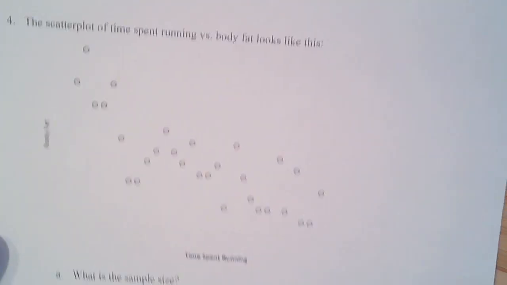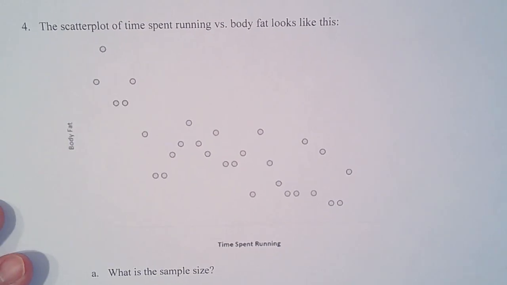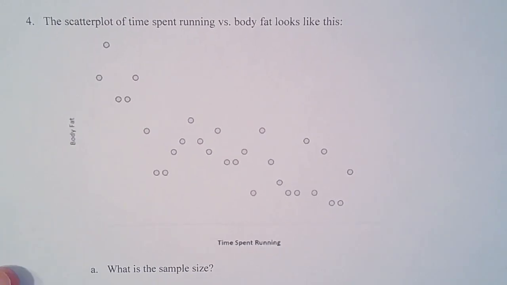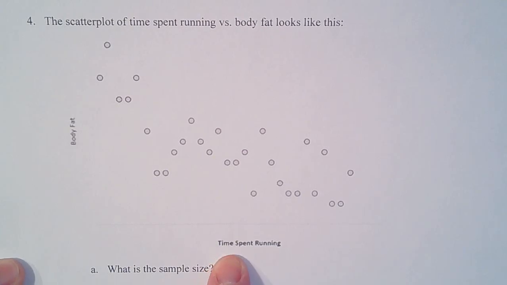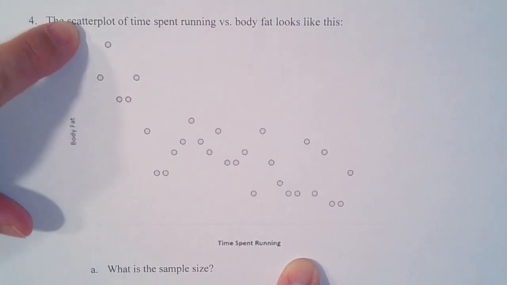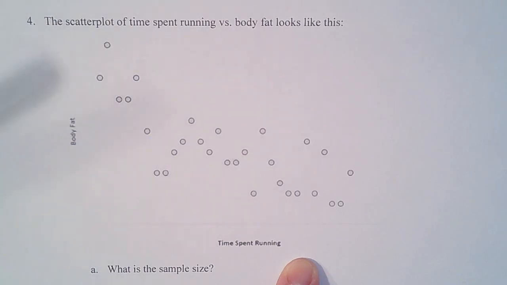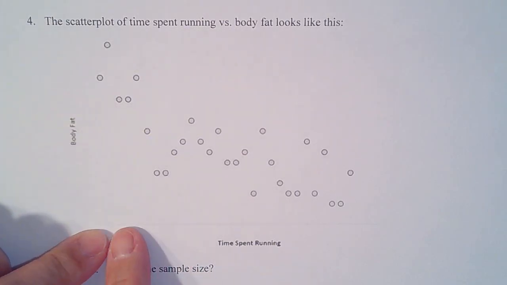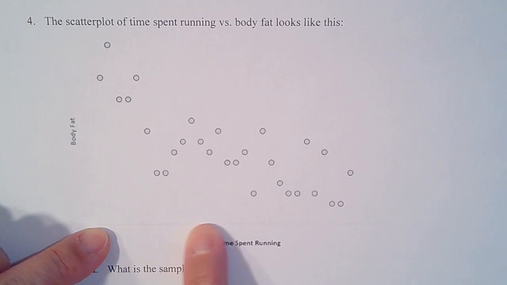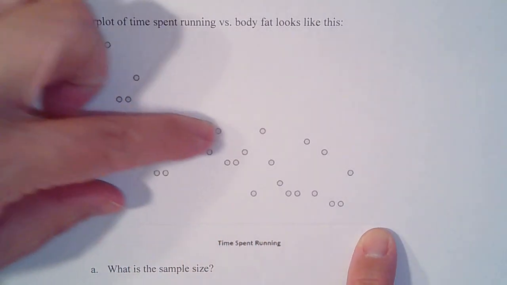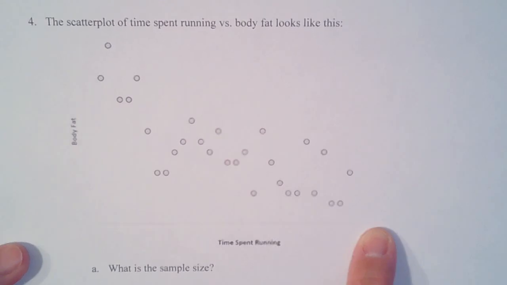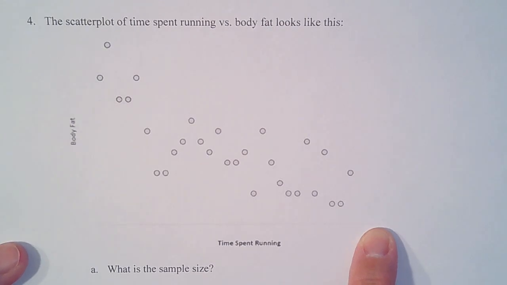Number 4, the scatter plot of time running versus body fat looks like this. Here, the x-axis is time spent running, and this y-axis is the body fat for some kind of a measurement. So you can see the more time or longer time that people spend running, they tend to have lower measurement of body fat, isn't it?